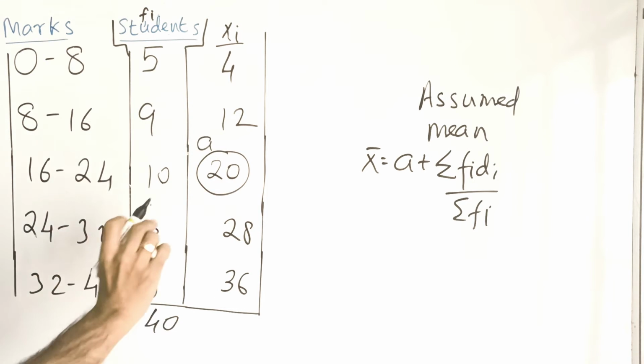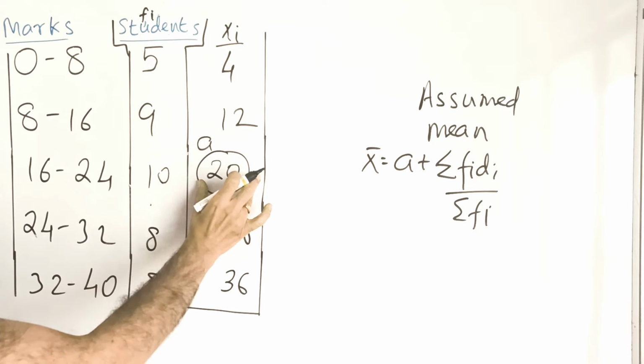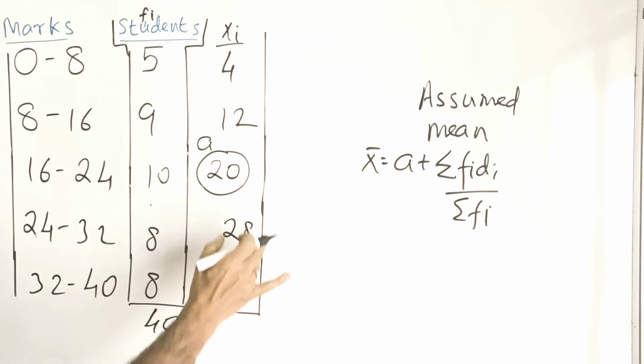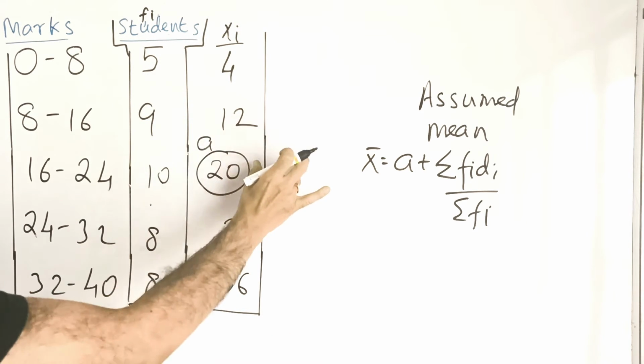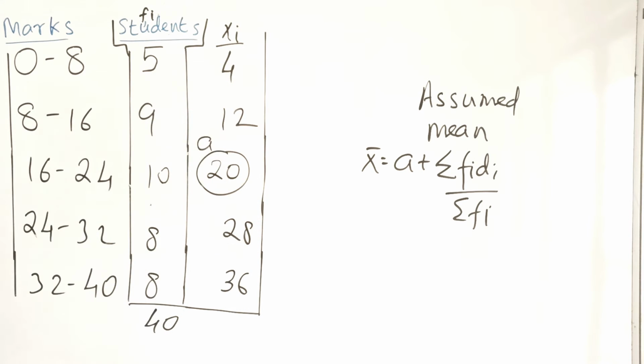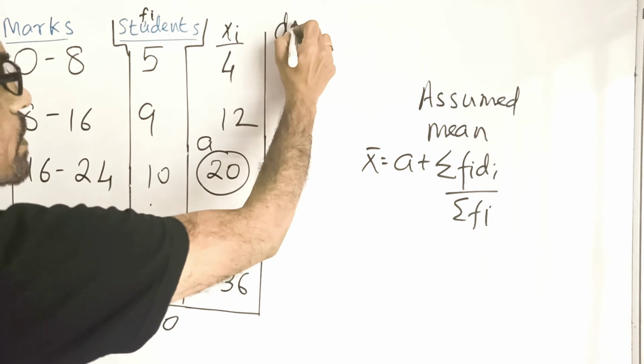Here, to assume any one, it should lie tentatively in between, not necessarily. These are odd data. Whenever there are 8 or 10 data, you can assume one above or one below. Tentatively, it should be in between the data. So it is 20. So A is the assumed mean and di is the deviation.